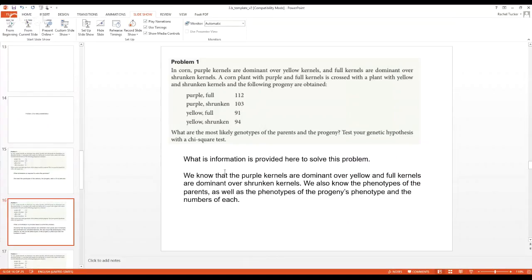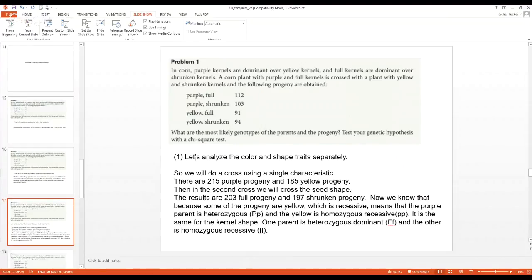And then part 2, it's asking what information is provided here to solve this problem. Well, in the beginning, it tells us what is dominant over what, that purple is dominant over yellow and full is dominant over shrunken. And we also know the phenotypes of the parents, because it's saying that a corn plant with purple and full kernels is crossed with a plant with yellow and shrunken kernels. And then it tells us the phenotypes of the progeny and then the numbers associated with them.